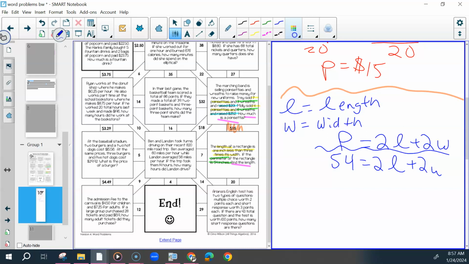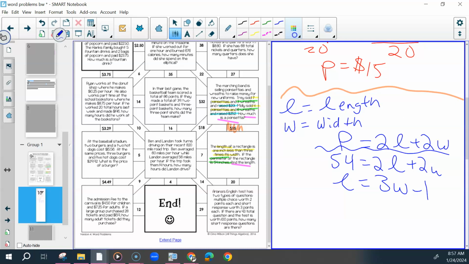And then we need our second equation. And that's going to deal with that first sentence. How would we set that up? It's going to be L equals 1 inch less than 3 times its width. Say that again. 3W minus 1. So 1 less than, the 1 goes back, and then 3 times the width.